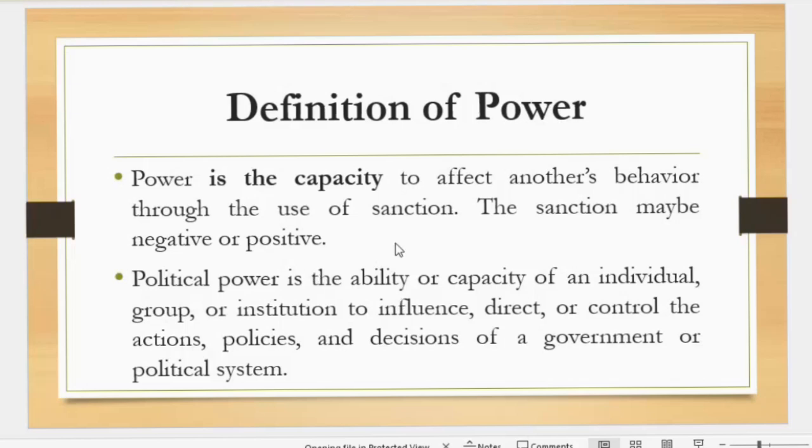If you are defining power, wherever you find it, always mention that it is the capacity that an individual, institution, or group of persons have to influence, to control, or to direct a group of people. So that's what power is. It is actually a capacity over a group of people that a person possesses.